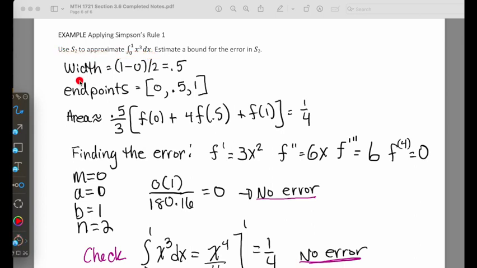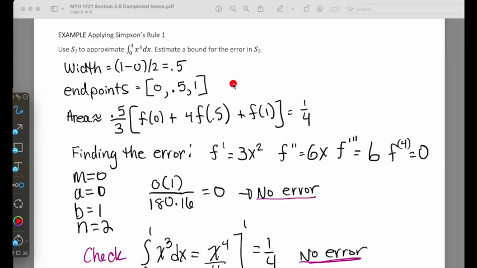So using Simpson's rule, we're going to find the width of each of the subintervals first. Since our lower and upper limits are 0 to 1, I'm going to take 1 minus 0 and split it into 2 subintervals, which gives me a width, or a delta x, of 0.5, which means my endpoints are going to be 0, 0.5, and 1. So my first subinterval is going to be from 0 to 0.5, and my second subinterval is going to be from 0.5 to 1.